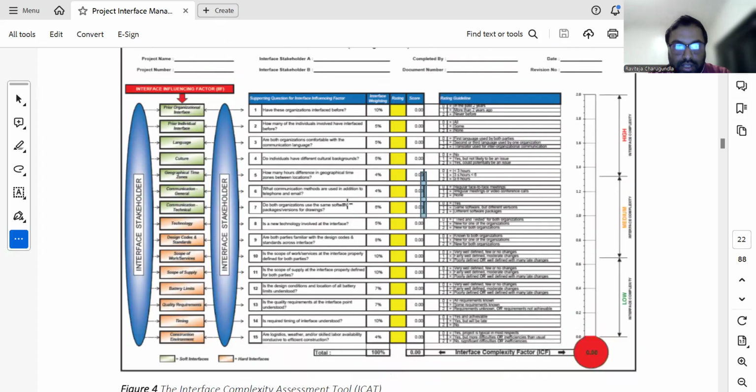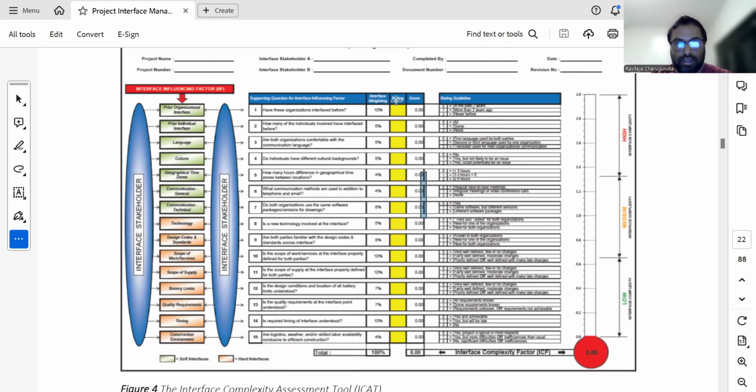Here you can see there are certain topics, like a questionnaire kind of thing, and there is a weightage for each question. It's like topics in a project, kind of a survey. By this you can justify how complex the interface is, whether it is a low interface, a medium interface, or a high interface.